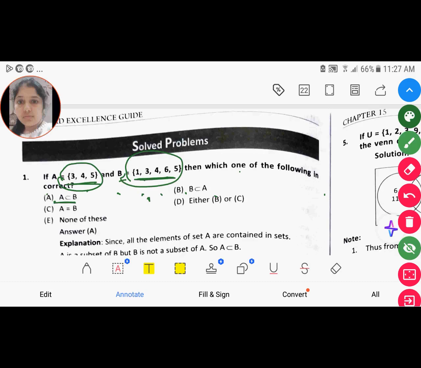B is a subset of A. No, it is wrong because every element in B is not there in A, because 1 and 6 are not there in A. Either B or C, wrong. This is also wrong. A is equal to B, this is also wrong. So A is a subset of B because every element in A is there in B and there is at least one uncommon element which is there in B. Okay, so A is a subset of B. This is the correct statement.